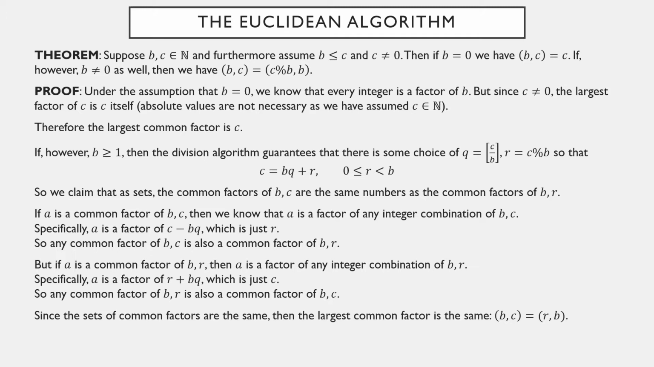So since the sets of common factors of B and C and the common factors of B and R are the same set, well then the largest number is the same between both of them because they're the same set. So the greatest common factor of B and C is the same as the greatest common factor of R and B. And that's exactly what was claimed up at the beginning. The greatest common factor of B and C is the same as the greatest common factor of R and B.